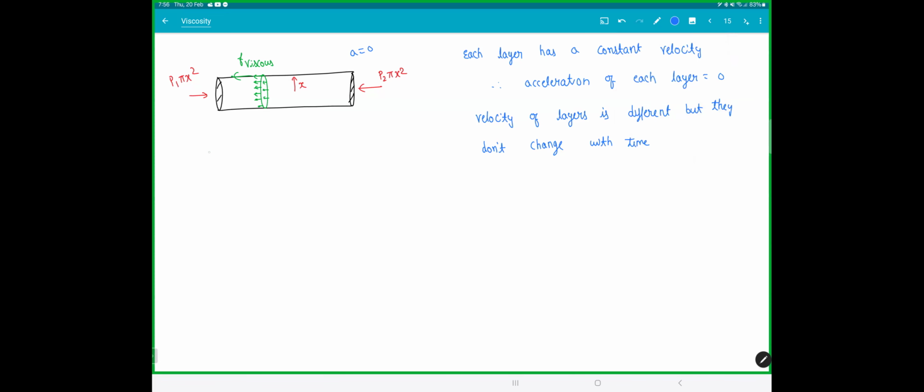So the pressure difference must satisfy (P1 minus P2) pi x square equal to the F viscous force. Delta P is normally P final minus P initial. It's just a mathematical convention. We take final minus initial. So this should actually be P2 minus P1, so it can be written as minus delta P pi x square. Viscous force will be eta. What is the surface area? 2 pi x l into dv by dx. This is the surface area in contact.